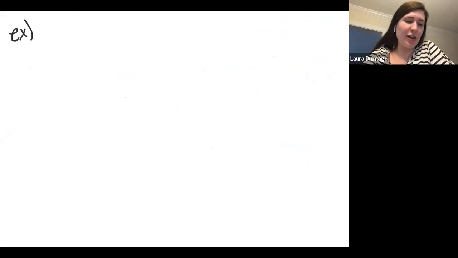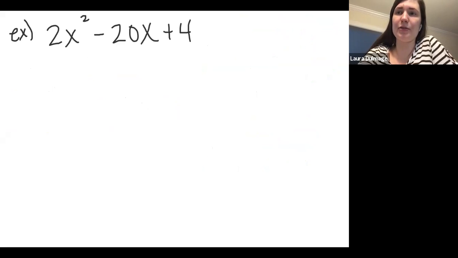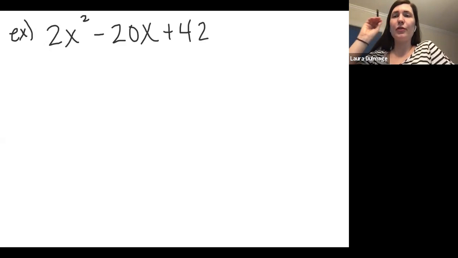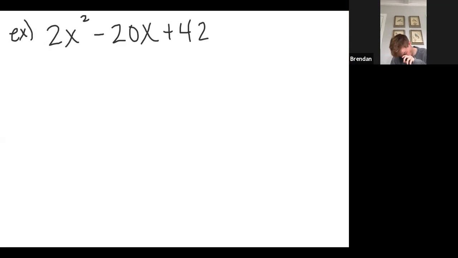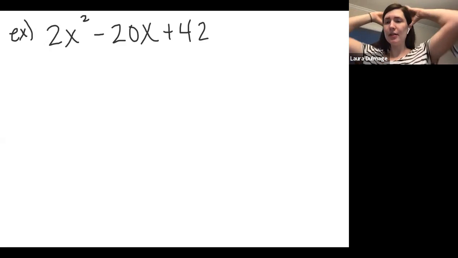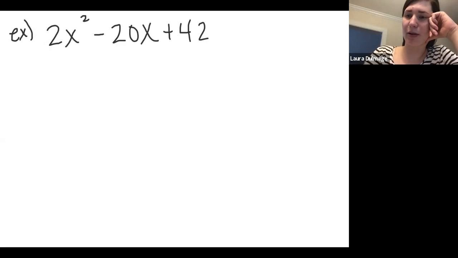All right, let's try another one. 2x squared minus 20x plus 42. I want you guys to do the first step of your factor tree, which is GCF. And then, Jeb, I'll have you work through that first line with us, okay?